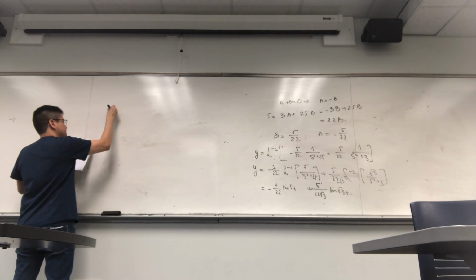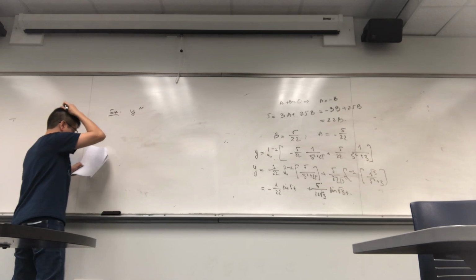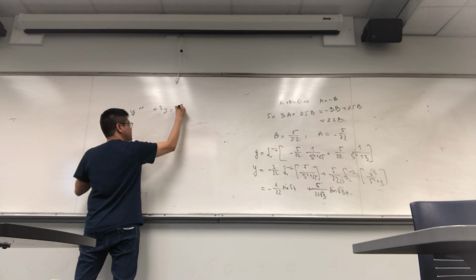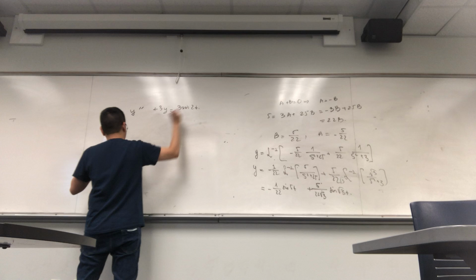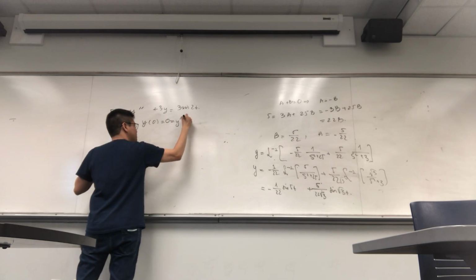So let us consider another example. I have y double prime plus 3y is 3 sine of 2t. And then y(0) is 0. Also y prime of 0 is 0.